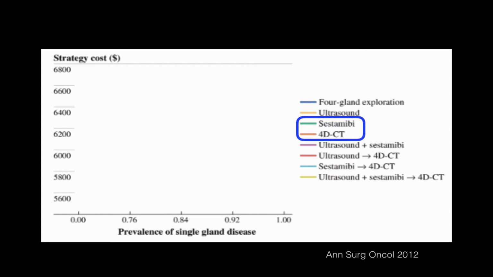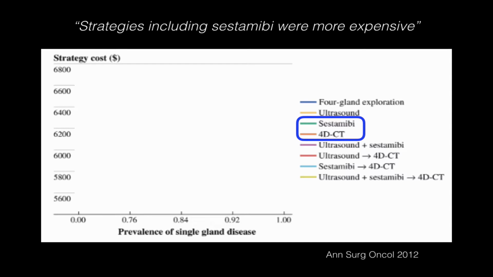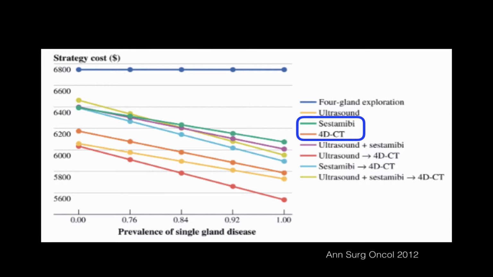The study isolated sestamibi and 4D-CT as the only imaging modalities, and then concluded that strategies using sestamibi, whether on its own or with other modalities, were more expensive. And here are the lines on the graph. Scintigraphy is in green here, and it's more expensive than 4D-CT. The costs go up with multi-gland disease compared to single-gland disease.